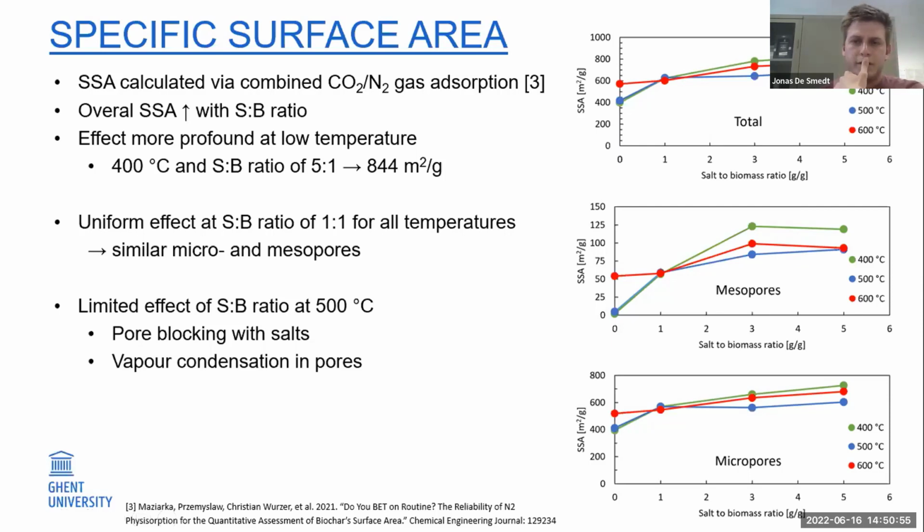We also noticed something interesting, which is that we have a uniform effect regardless of the temperature. When we start dosing our salts, so at a salt to biomass ratio of 1:1, we have at every temperature a very similar surface area in the mesopores and in the micropores, and also logically then in the overall surface area.